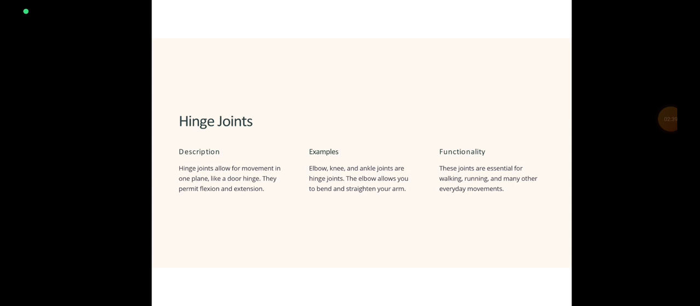Hinge joints allow movement only in one plane. In this, one bone is of convex shape and the other is of concave shape. The convex end of one bone attaches with the concave end of the other bone, like the elbow joint and knee joint. Ankle joints are also hinge joints. The elbow allows you to bend and straighten your arm. Function of the hinge joint: these joints are essential for walking, running, and many other everyday movements.